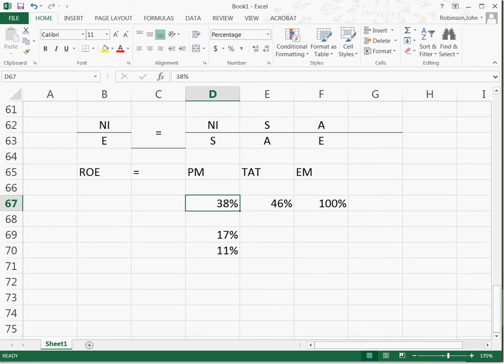The last category of ratios are liquidity ratios. So we have current ratio, quick ratio, and cash ratio. I'll get back to these in the next part, and then we'll finish up for the week.